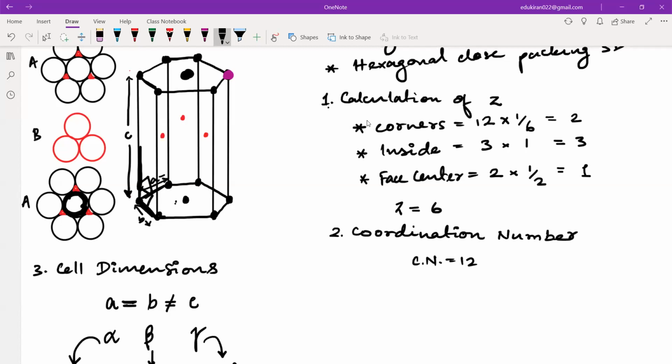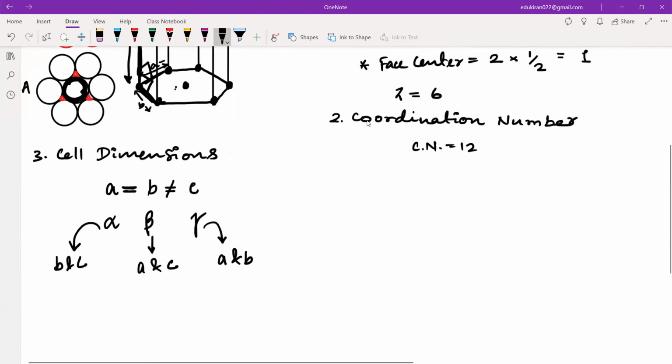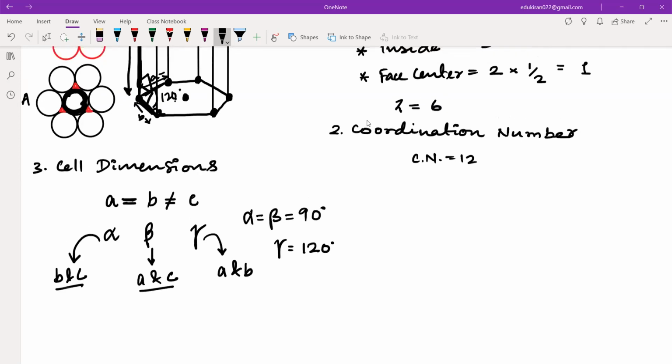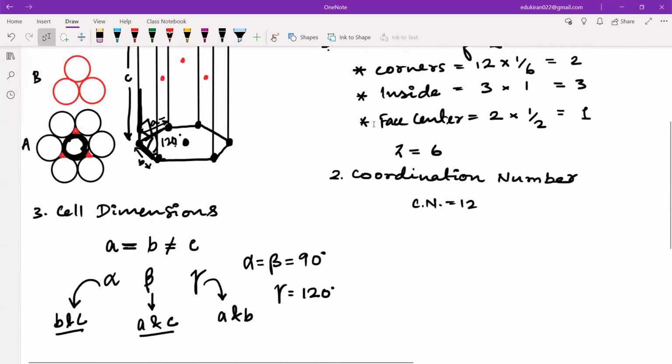If I talk about the angle between A and C or A and B: the angle between A and C, which angle is that? Beta. And the angle between B and C is alpha. So we can say that alpha and beta are equal, and this is equal to 90 degrees. And you know this is a hexagon, and we have already discussed the angle between A and B. That means the angle between the sides of the hexagon will be equal to 120 degrees, and you can write gamma here, it is equal to 120 degrees. Is that clear? Yes or no? Please tell me about alpha, beta, gamma, A, B, C.